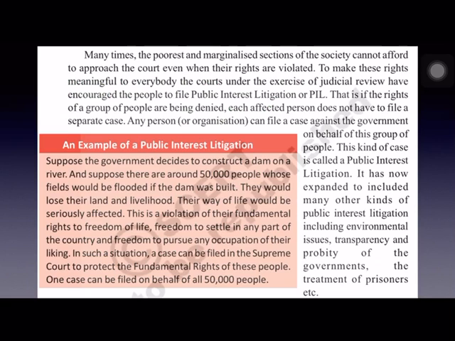Another example, suppose the government decides to construct a dam on a river and 50,000 people are affected by this construction of the dam. Then all these 50,000 people want to apply to the government to stop the construction of the dam. But all these 50,000 people need not apply separately, individually. Any one person or any one organization can file a case against the government in the court and they can stop the construction of the project.